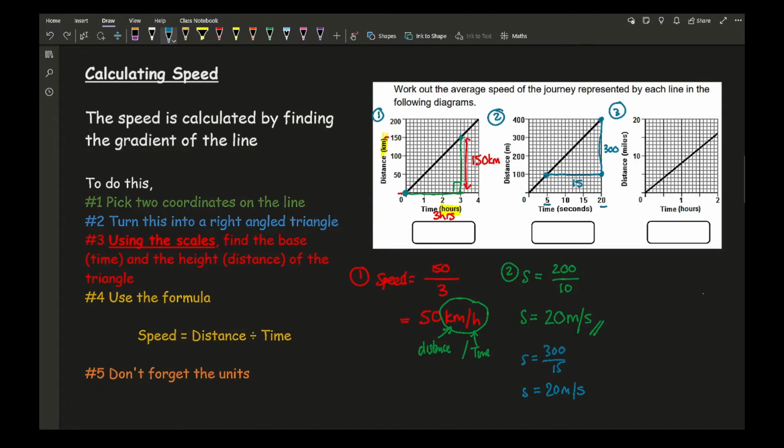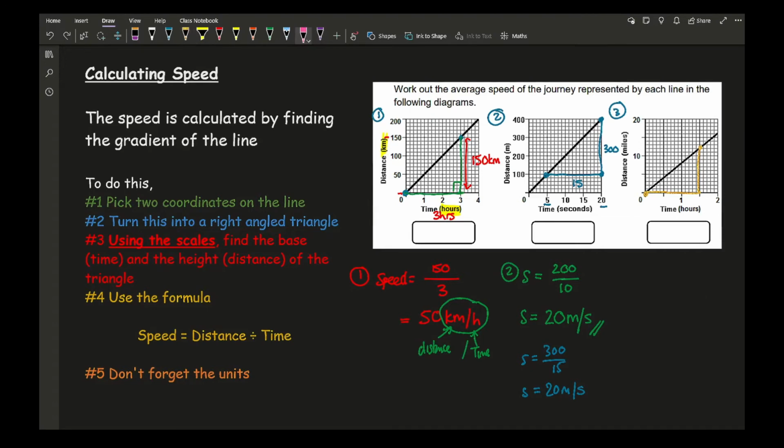And then finally, for question 3, so again, I'm going to pick two coordinates. I'm going to go for this one here, and let's go for a nice coordinate. Well, I'm going to struggle to find a nice coordinate, so let's go for this one here. So this one's a little bit fiddly. So again, I draw my triangle here. Now, ideally, what you want to try and do is pick one where it's an actual number. But for this, we can work with it. It's not a problem.